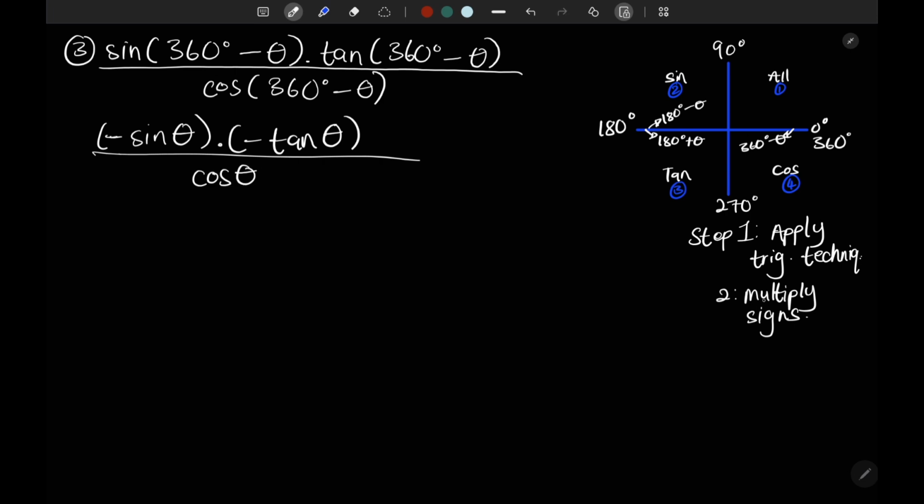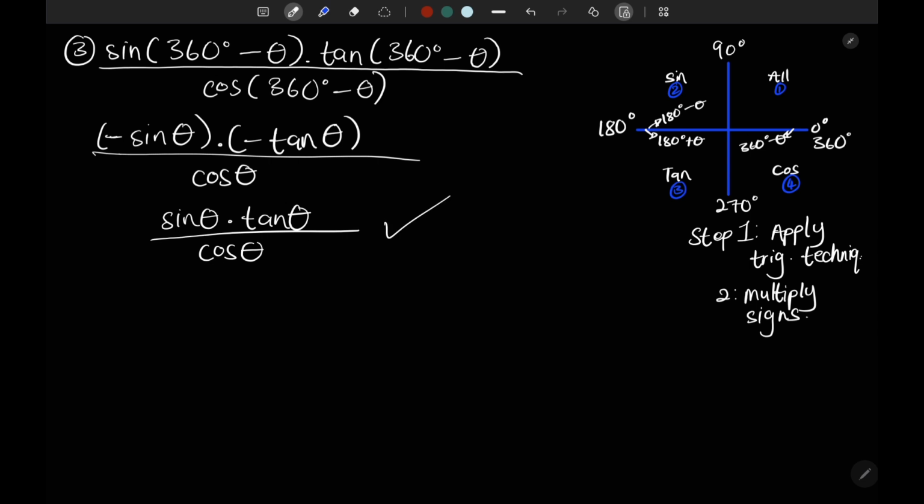What's the second step? You have to multiply the signs. We have a negative times negative, which is positive. So this becomes sine theta multiplied by tan theta all over cos theta. There isn't much that we can do in the denominator. So your final answer is sine theta multiplied by tan theta over cos theta.